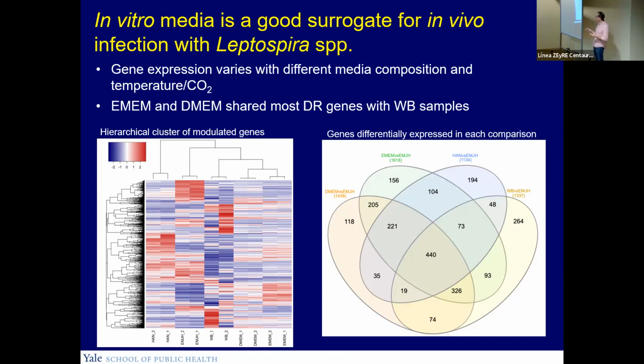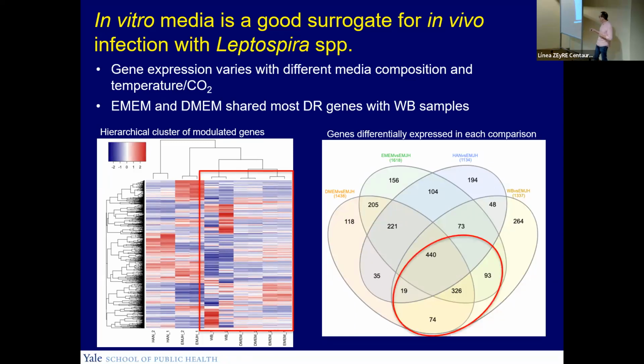So we actually showed that there is a huge difference in gene expression when you use different media for growing leptospira, and also in whole blood from animals that have been infected. But we saw, especially when you change the temperature and add CO2, that the simple media used for host cells, like EMEM, DMEM, probably all of you use, just at 37 degrees and 5% CO2, the way the leptospira behaves is very similar to the way that it behaves in whole blood.